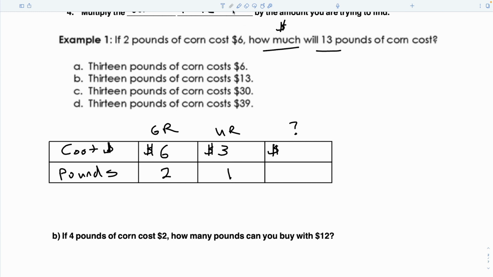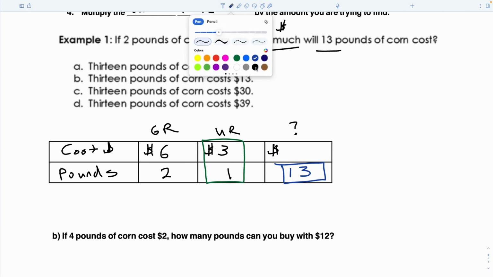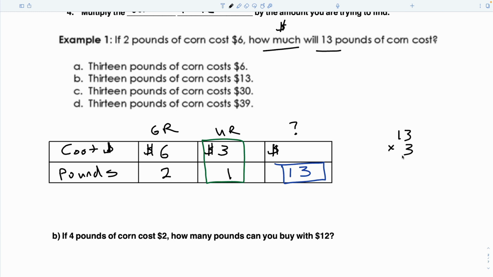So if this is my unit rate, I can multiply 3 times how many pounds? They want to know how much, Lauren? 13 pounds costs. Take 13 and multiply it by 3. Starting off today with the gentlest types of problems you'll see, and the answer should be 39? No? D? I thought I said B. 39 is your answer.